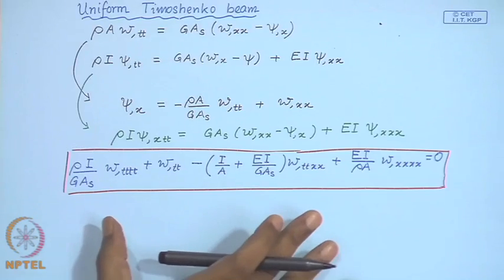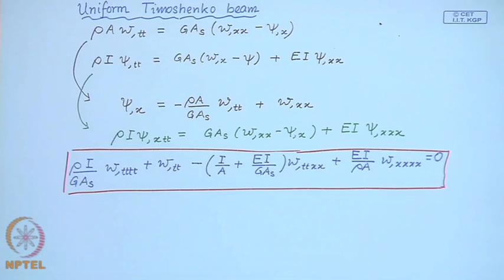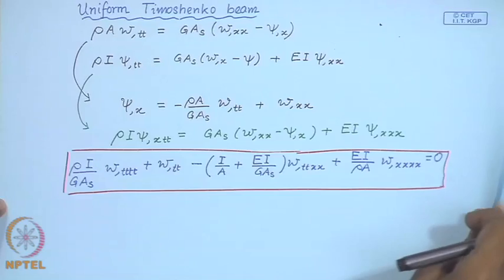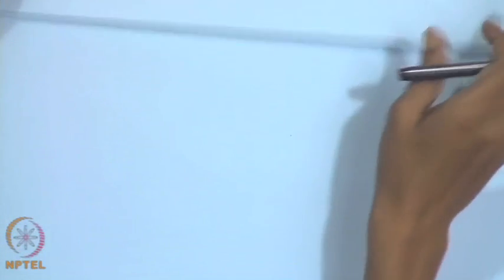Usually this is used to determine what we discussed in one of our previous lectures, and what we are going to also discuss. This is used to determine the dispersion relation for the Timoshenko beam. So, that is the equation of motion.